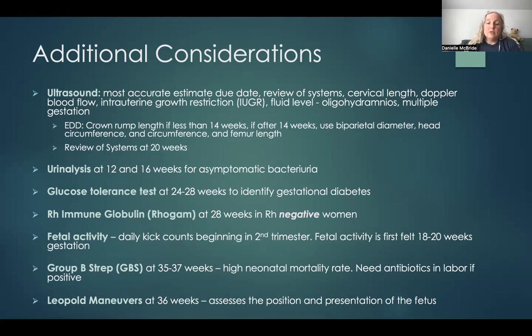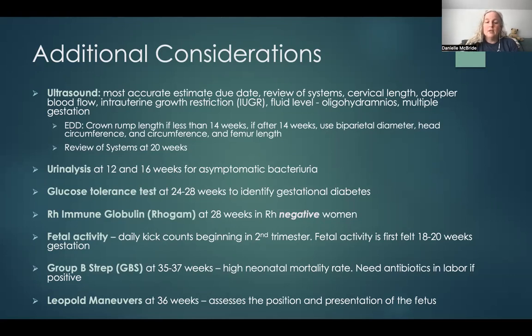But the problem with group B strep is the way it affects the baby. So if a baby is born in a vaginal delivery and the mom was group B strep positive and not treated with antibiotics, then the baby has a high risk of contracting group B strep, and it has a mortality rate for babies up to 50%. So the group B strep test is just a swab where they see if group B strep is positive, and if so, those moms get antibiotics in labor.